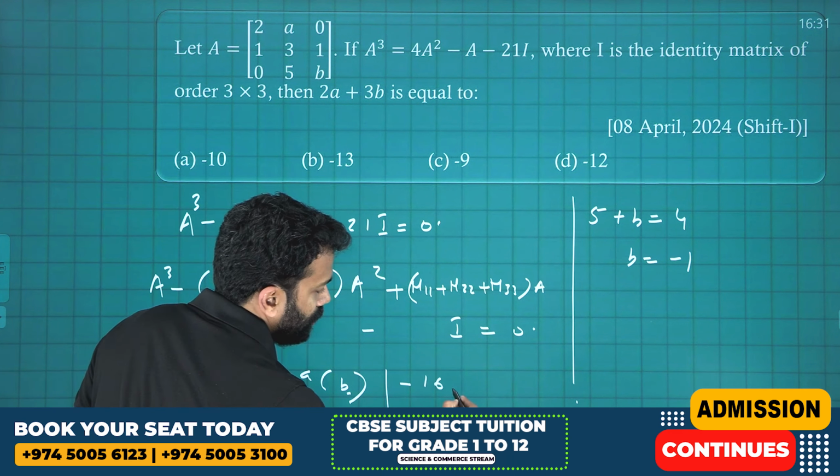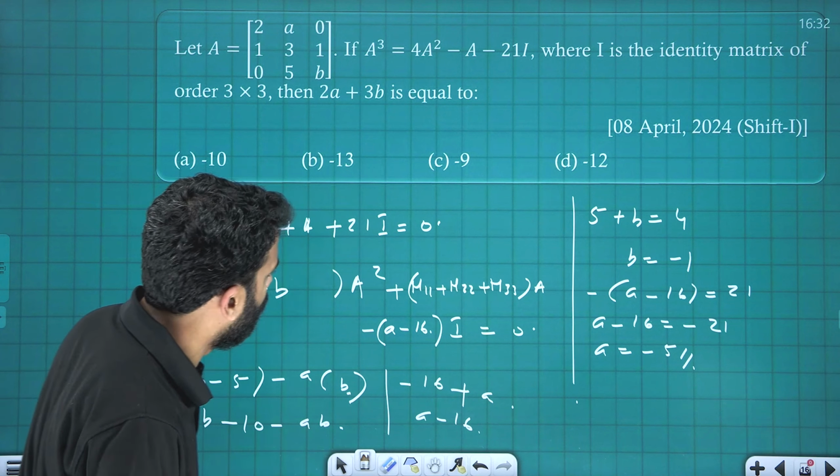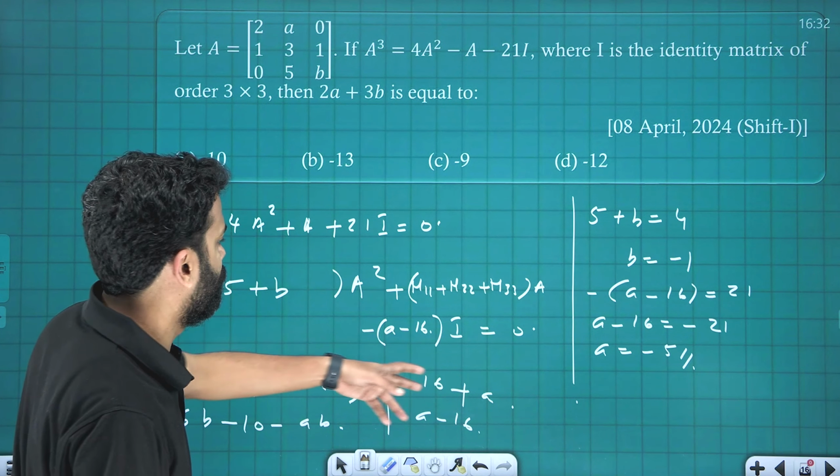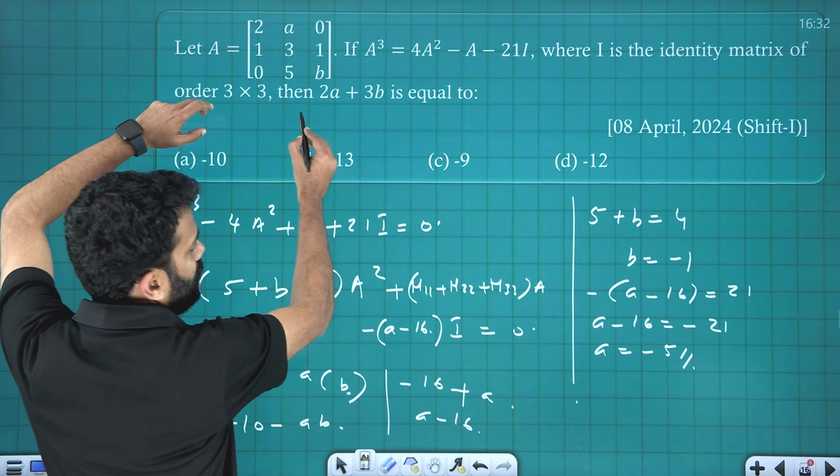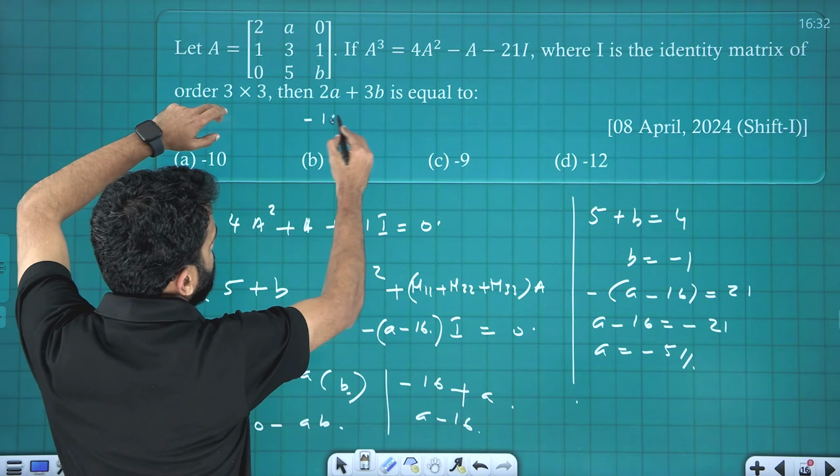So what was the determinant? 21. Let's equate that and you will get minus of (A minus 16) is equal to 21. So A minus 16 is equal to minus 21. So A is minus 5. So you got A now. Therefore, 2 into A is minus 10, plus 3 into B is minus 1, that is minus 3. And what is the answer? Minus 13. That's all. Done.